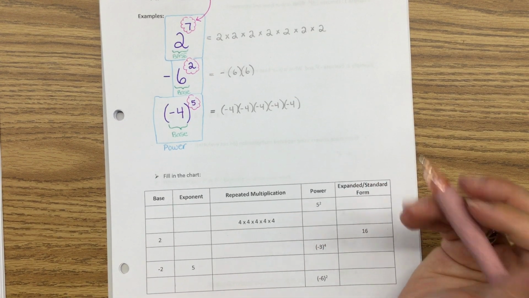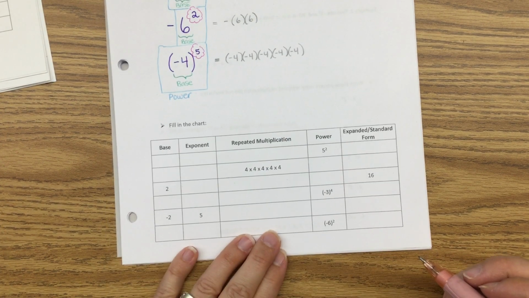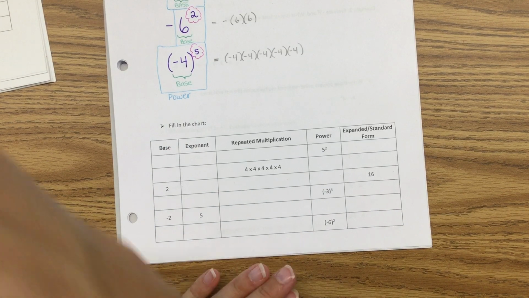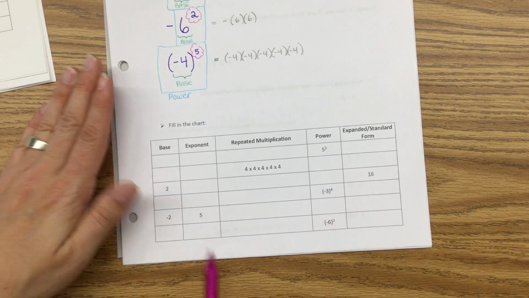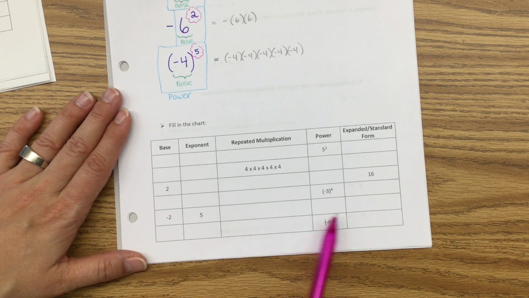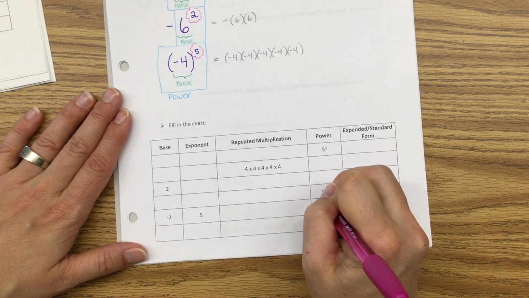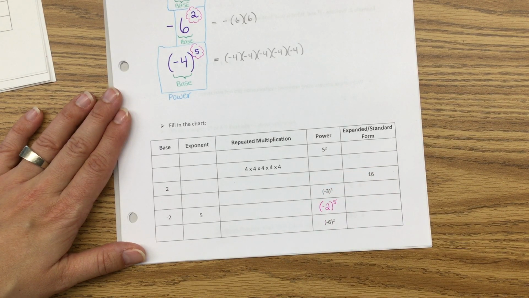Okay, let's give this a try underneath. I have a table here that we can fill in, and I want us to give this a try. So if we're taking a look, some of these are going to jump out as easy right away. Let's start with the ones here that give us a base and an exponent. So if we have negative 2 as the base and the exponent is 5, then the power would be negative 2 to the 5th.